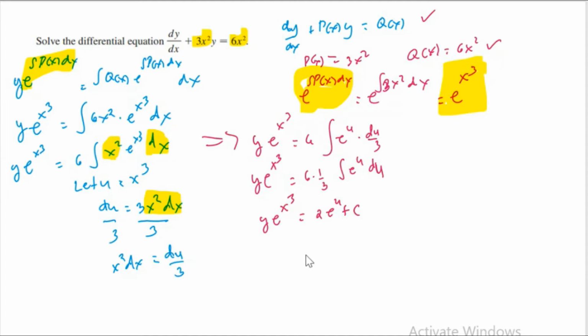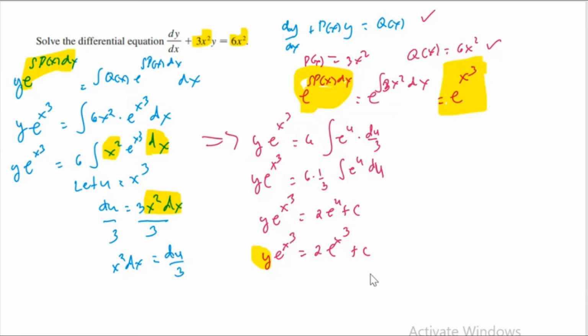Now after that, we are going to substitute back the meaning of u. So y e raised to x to the power of 3 equals 2e raised to, the u here is x cubed, so I can write now x to the power of 3, plus a constant. So I want you to write your answer in terms of y because this is linear in y. So in that case, class, I want to solve for y. Therefore, I want to eliminate the e raised to x cubed.